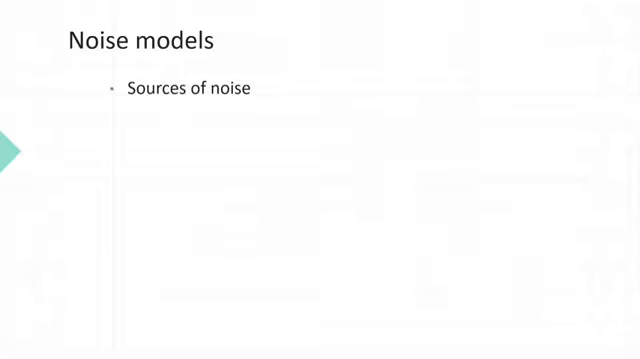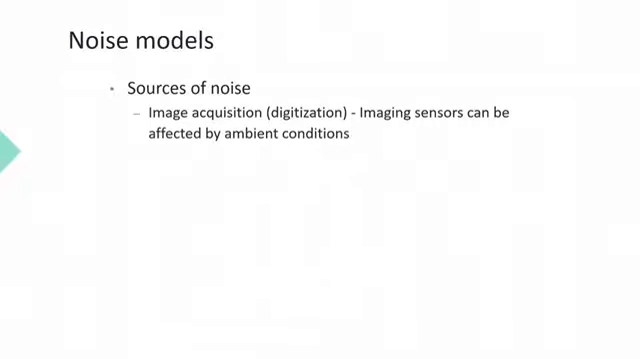Let us go through the noise models. What are the sources of noise that might come into existence and distort our images? The very first one: during image acquisition, sensors can be damaged due to ambient conditions. Damaged means they can work in another mode due to ambient conditions like atmospheric changes. Like if you are taking a picture during a rainy day, there might be somewhat less brightness.